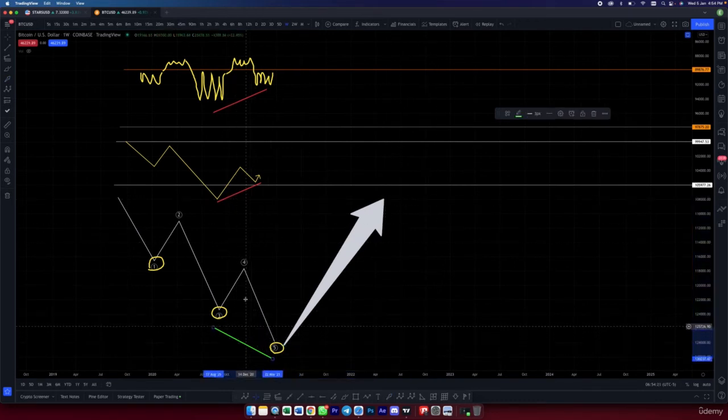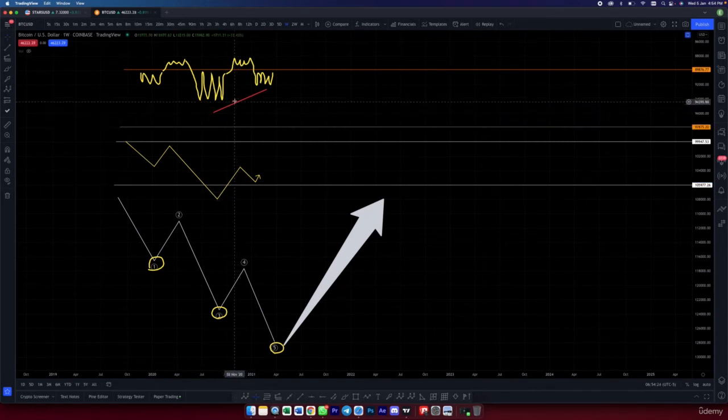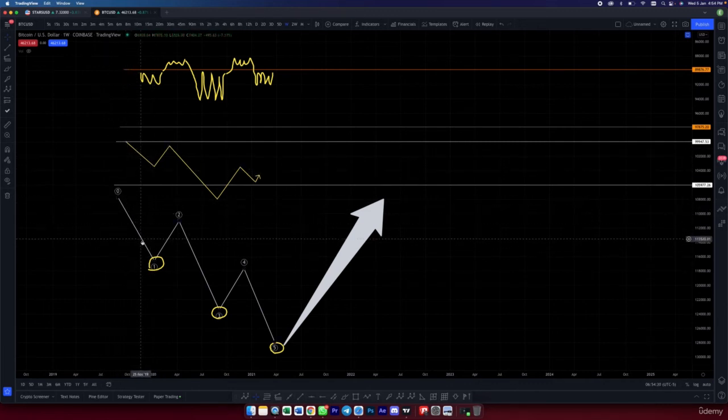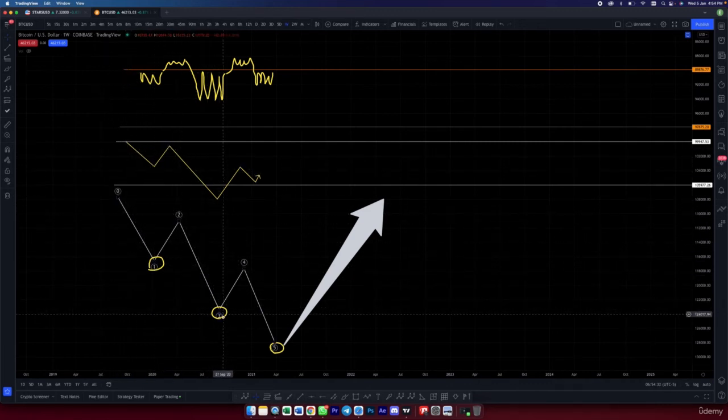Now what can you expect when you want to take a long position? Well, again you will see that the market price creates 1, 2, then a lower low 3, on the RSI.